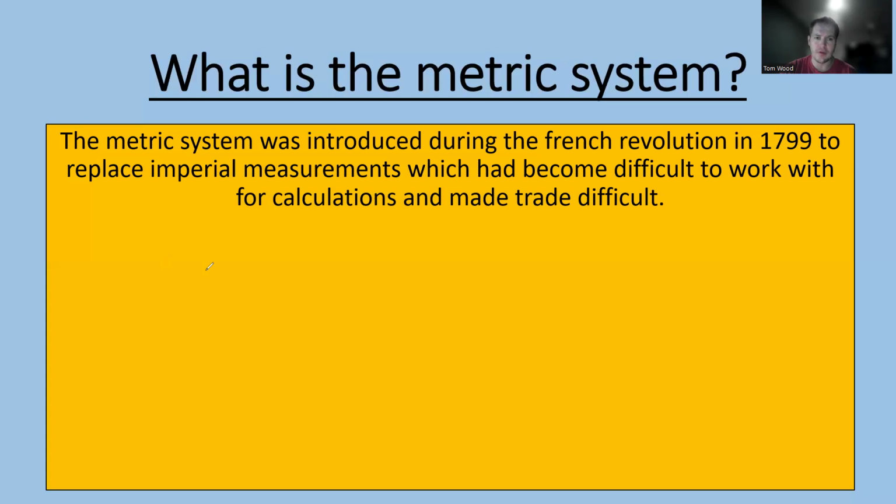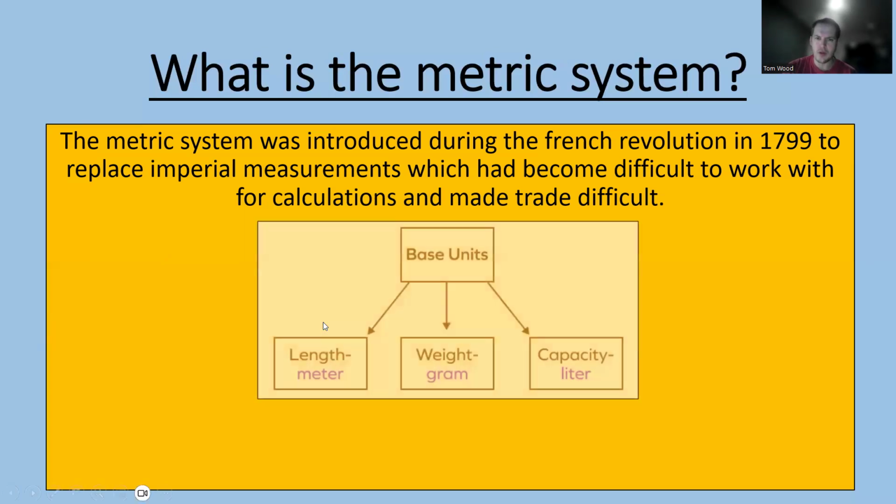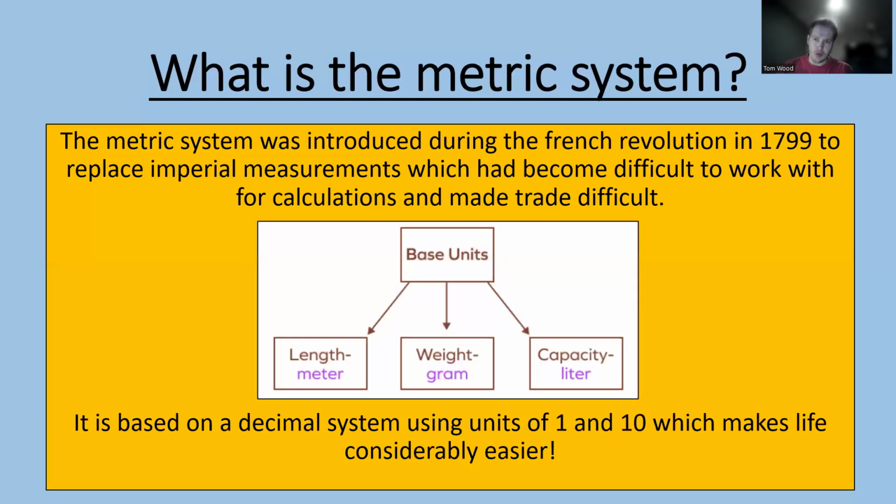So what the French have done is come along and absolutely brilliantly realized, well, we use a base 10 number system all the time. So why not introduce the exact same with our units? So what we have essentially is a core unit. For length, it is the meter, Greek for measure. For weight, it is the gram, and for capacity, it is the liter.